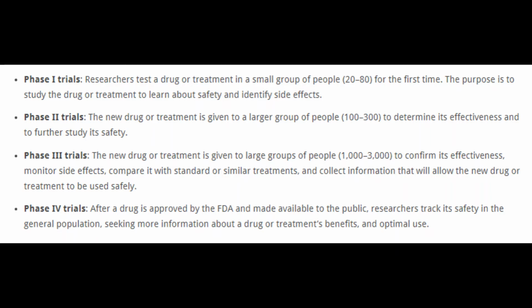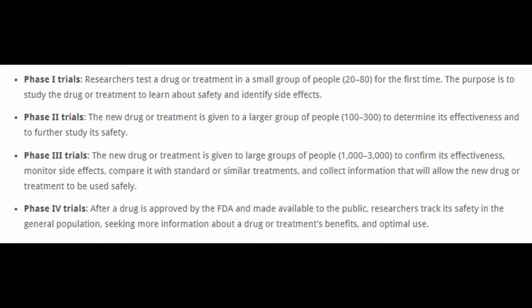Phase 2 occurs once Phase 1 establishes a safe dose. Phase 2 tries to establish if the drug works, or its efficacy. Phase 3 occurs after Phase 1 and 2 to compare the effectiveness of this new drug against already existing standard treatments. Phase 4 typically occurs after the drug or treatment has been FDA approved, and it is to monitor continued safety, efficacy, and overall benefit and optimal use.